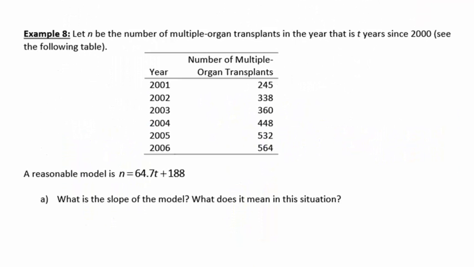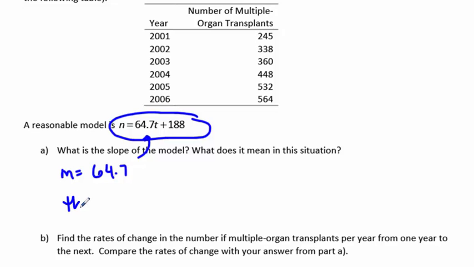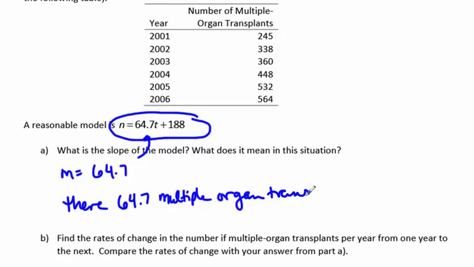Example 8. Let n be the number of multiple organ transplants in the year that is t years since 2000. We've got a table here and a model given below. What is the slope of the model and what does it mean? So the slope of the model we can see is going to be 64.7 since that's the coefficient of t. To figure out what it means, we need to check out the units on both our independent and dependent variables. The units on the dependent variable are number of multiple organ transplants, and the units on the independent are years since 2000. So the slope means that there are 64.7 multiple organ transplants per year.